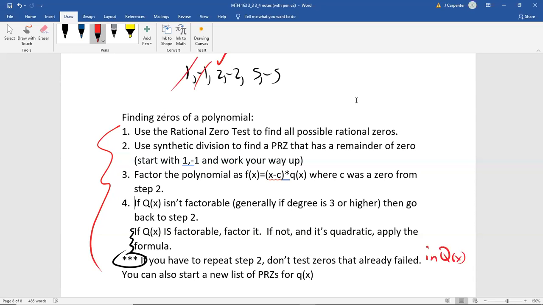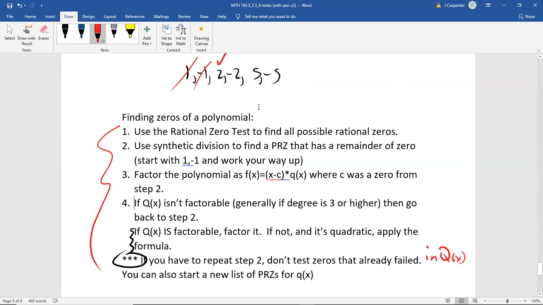So this is an awesome way of thinking, because it's kind of like Jeopardy. We get the answer, but then we have to ask the question. That's kind of like what it is. The zero is the answer, the factor being the question. It's working in an unusual order.